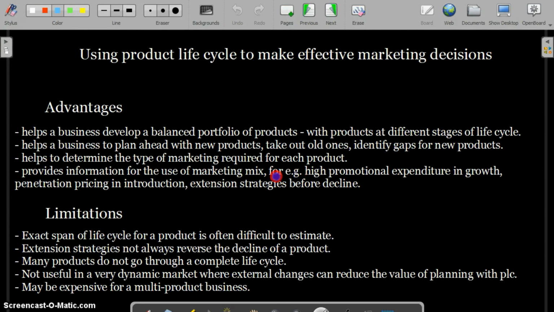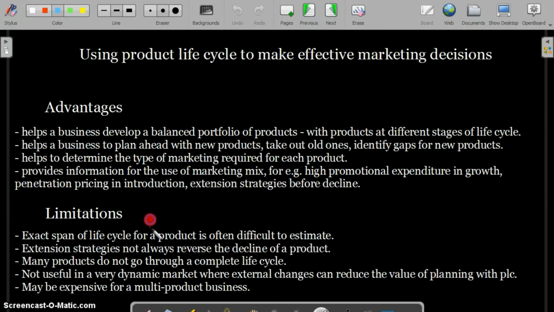Then it provides information for the use of marketing mix, like when there's high promotional expenditure in growth, penetration pricing could be introduced, or extension strategies before decline. All these three are examples of how marketing mix is used along with product lifecycle. Product lifecycle basically helps in the use of marketing mix. So when these extension strategies are used before decline, how we use them is all part of our marketing mix. Then there are some limitations as well.